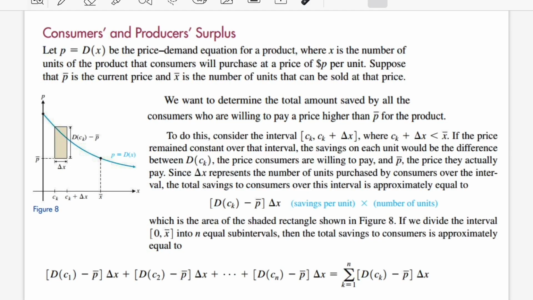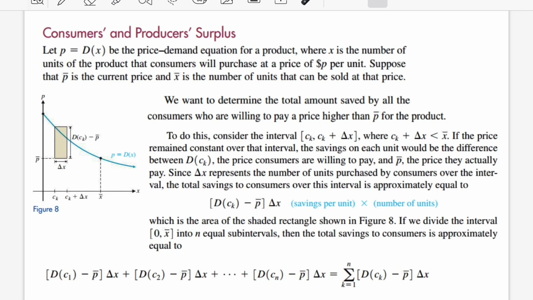All right, so the next thing we're going to look at is called consumers' and producers' surplus. So let p equal D of x. This is going to be the price-demand equation for a product, where x is the number of units of the product that customers will purchase at a certain price of p dollars per unit. Now suppose that this p bar here is going to be the current price, and x bar is going to be the number of units that can be sold at that price.